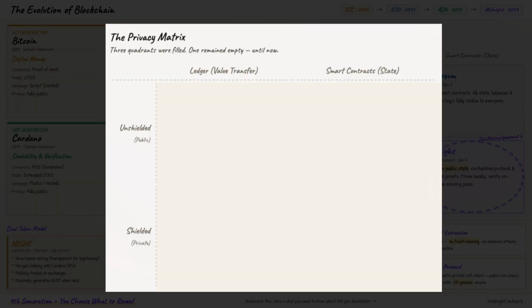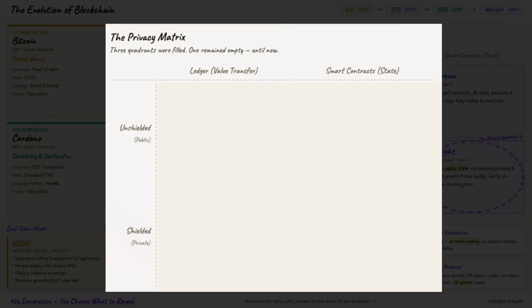Now we arrive at the privacy matrix. Picture a 2 by 2 grid. On one axis, you have the type of operation: simple value transfer versus smart contract state. On the other axis, you have visibility: public versus shielded, meaning private. Let's fill in all the quadrants.